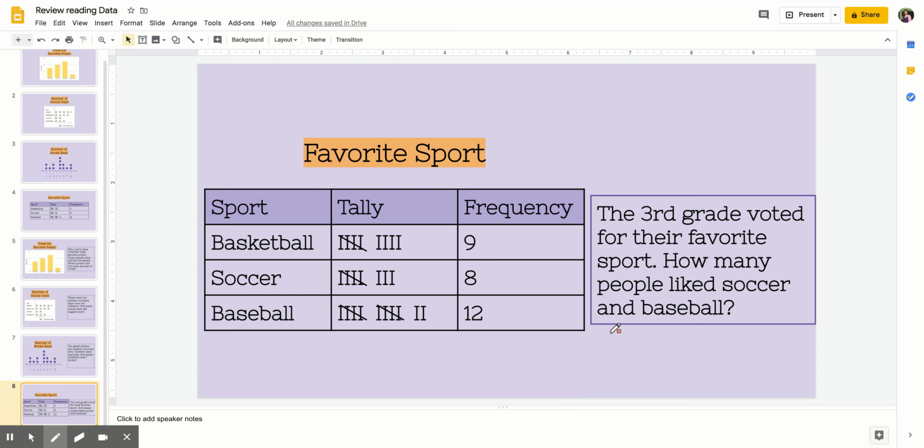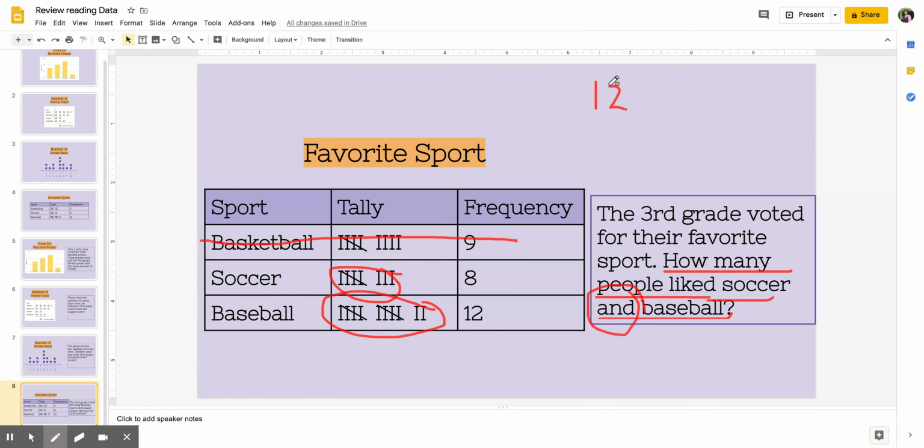Now the problem says the 3rd grade voted for their favorite sport. How many people liked soccer and baseball? So our question is asking how many people like soccer and baseball. So we're trying to see how many people like both of those 2 sports. So do I need to have basketball? No, I'm not worried about it. I see that this many people like soccer, this many people like baseball, so 8 and 12.